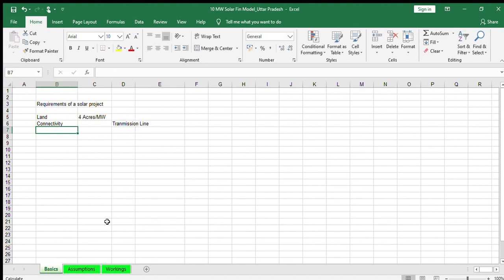The third thing which you need is finance. In finance, there are two parts. One is debt, another is equity. Debt is something which you get from the banks. Equity is something which you have to put from your own pocket.